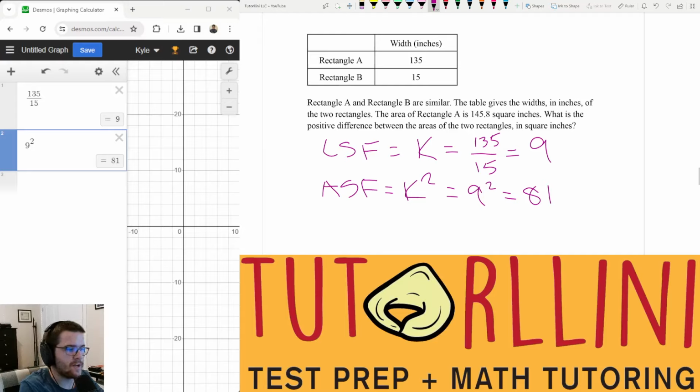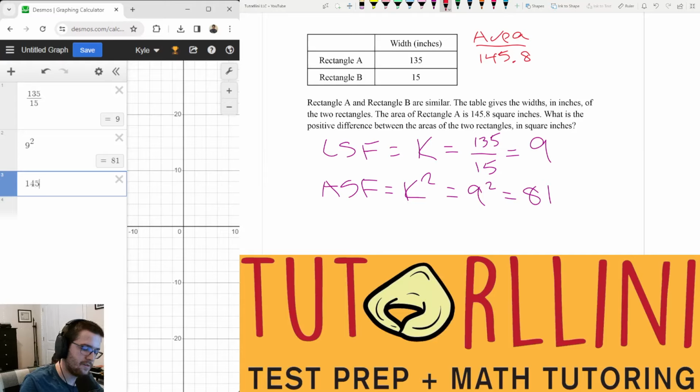Now we can probably start adding stuff to our picture. So let's make this area. And we're going to say rectangle A is 145.8, and rectangle B, we don't know. It seems like rectangle B is the smaller one, so we're going to divide. So 145.8 divided by the scale factor for area, which is 81. And we get 1.8.